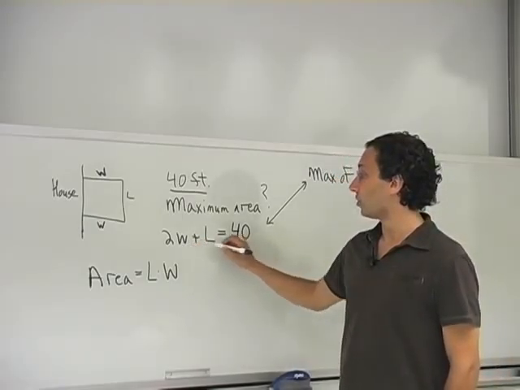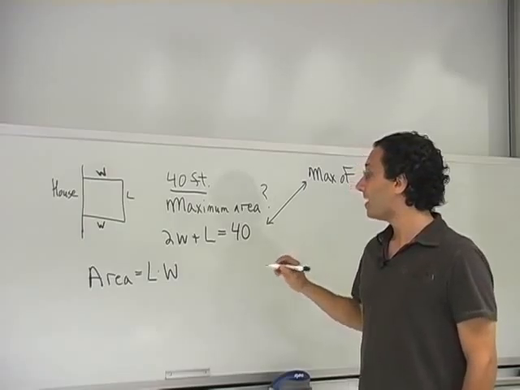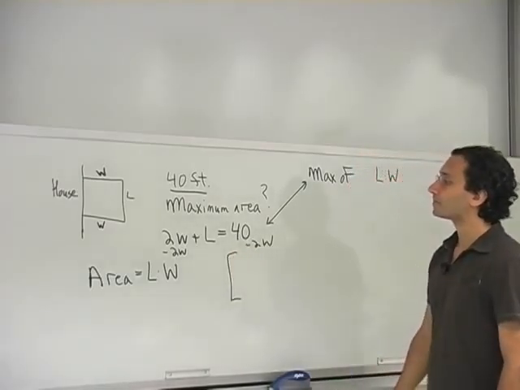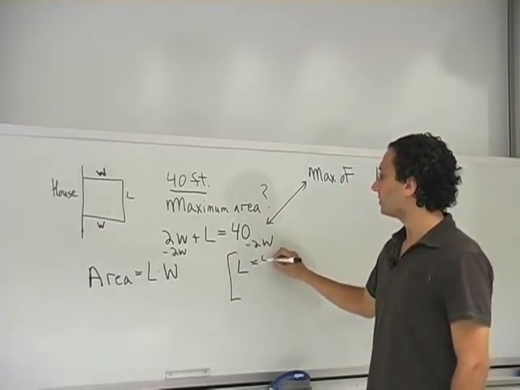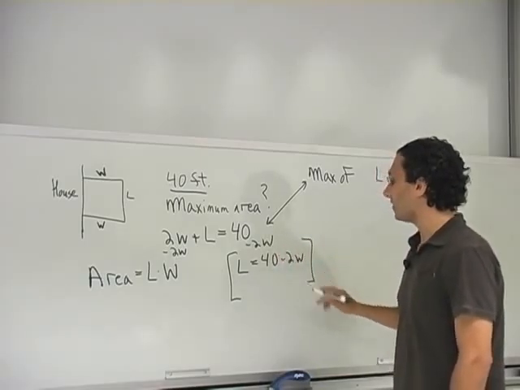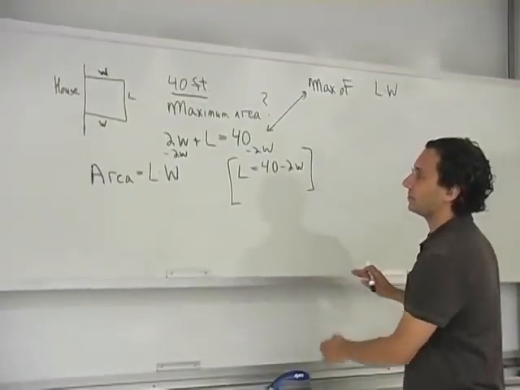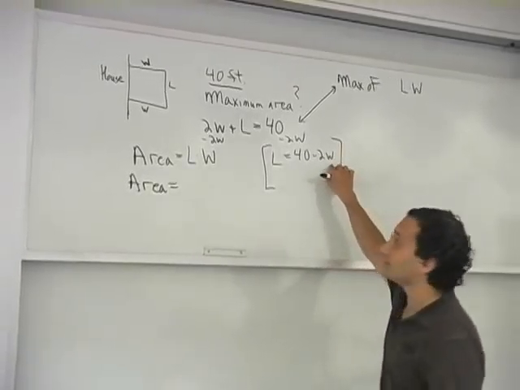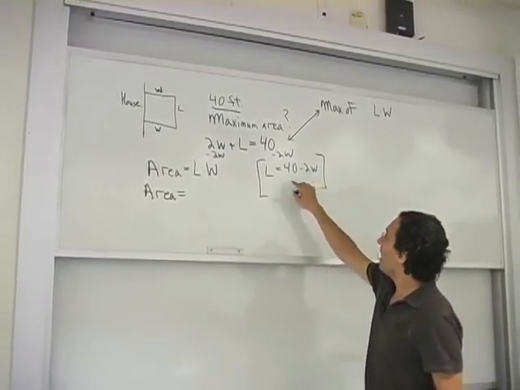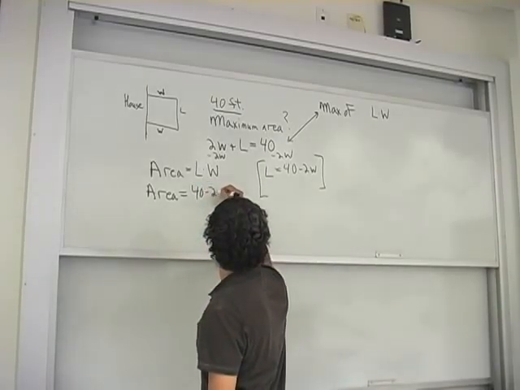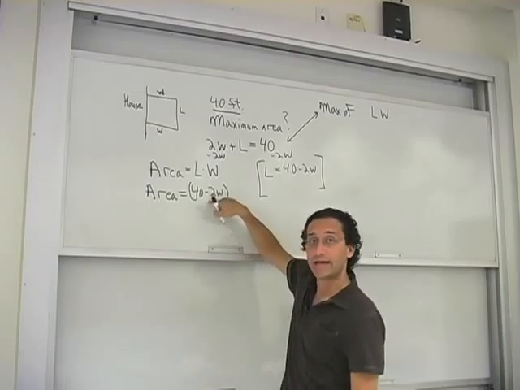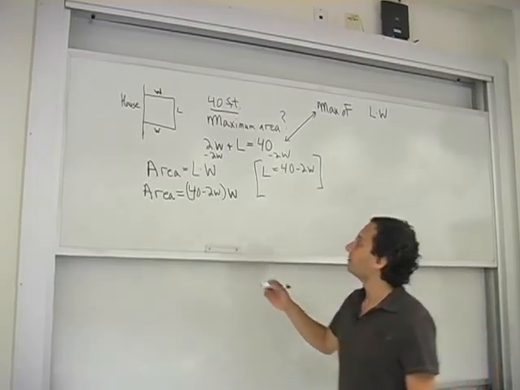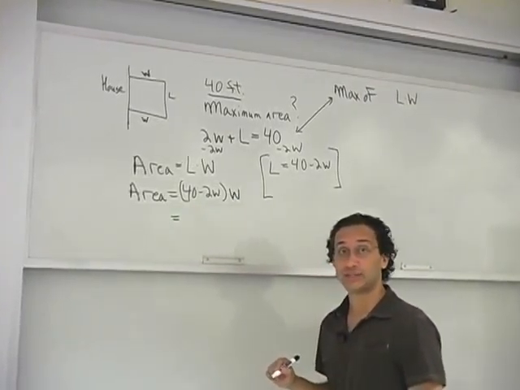Well, I've got this relationship lurking in the background. Let me subtract 2W from both sides. This tells me that L is equal to 40 minus 2W. Perfect. Now I can take this area equation and think of it just in terms of the letter W. For L, I'm going to write 40 minus 2W. That's the same thing as L. Now, why is that helpful? Well, let me simplify it and see if I get any additional information.